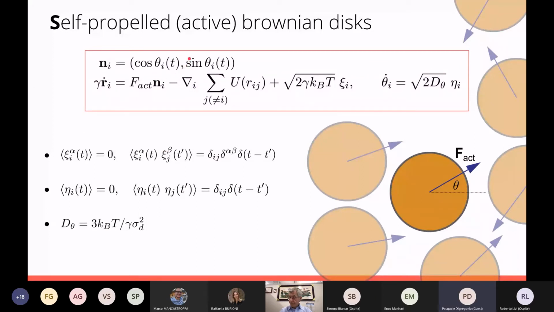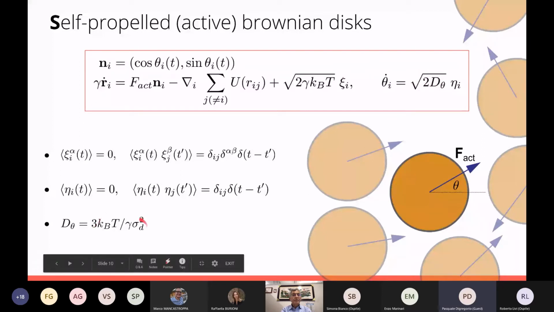The model we use to realize this self-propelled motion is a standard model of Brownian particles, where all the particles experience an extra force, a self-propulsion force of constant magnitude and direction, and the direction of this self-propulsion diffuses in time with a given diffusion coefficient. And in our case, the diffusion coefficient is related to the temperature of the bath.